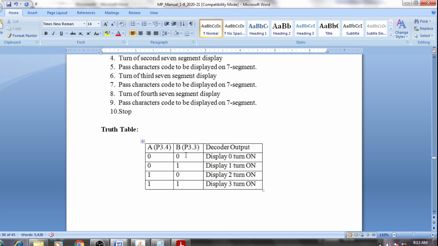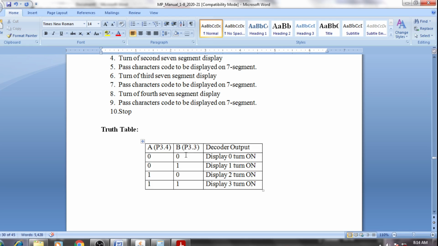Now when you change the bits from 00 to 01, you will see display 1 will be on. When you change the bits again to 10, then display 2, and for the last one, bits 11, then display 3 will be turned on. Remember, keep it in mind, all segments never turn on at a time. Only one segment will be turned on and all remaining segments are off.